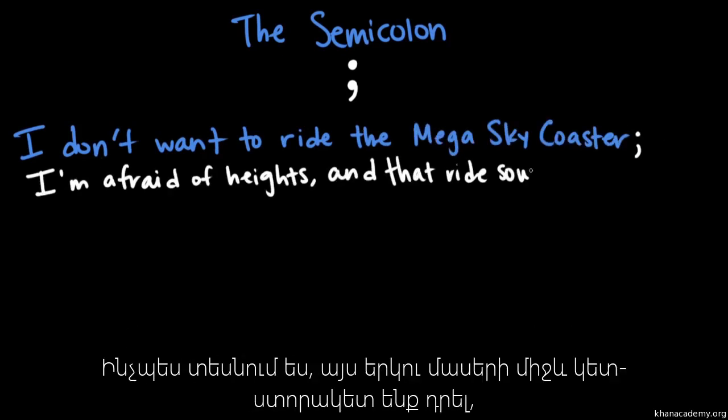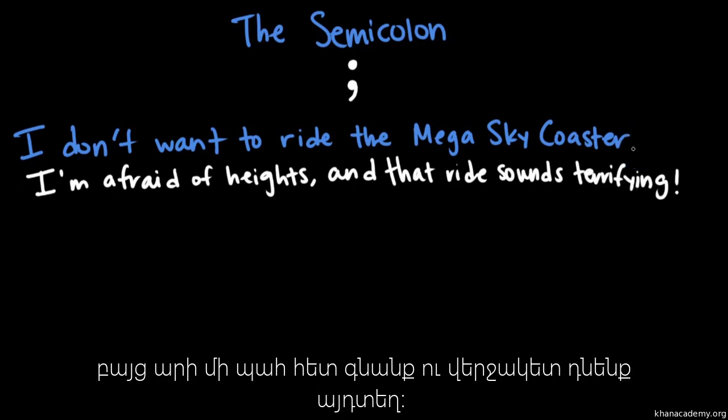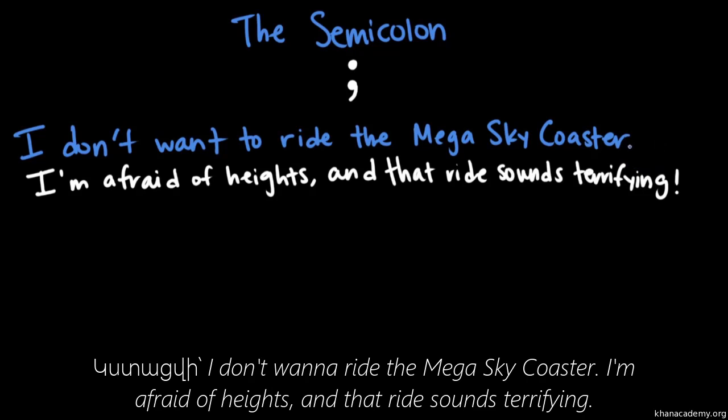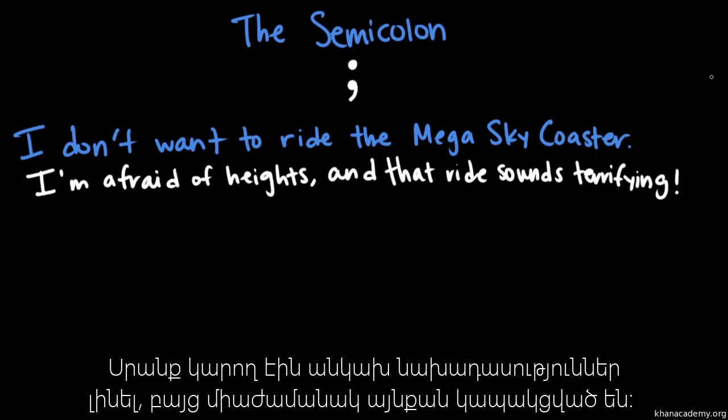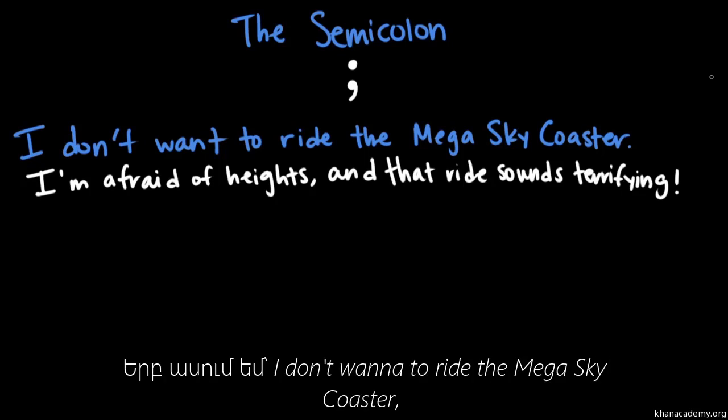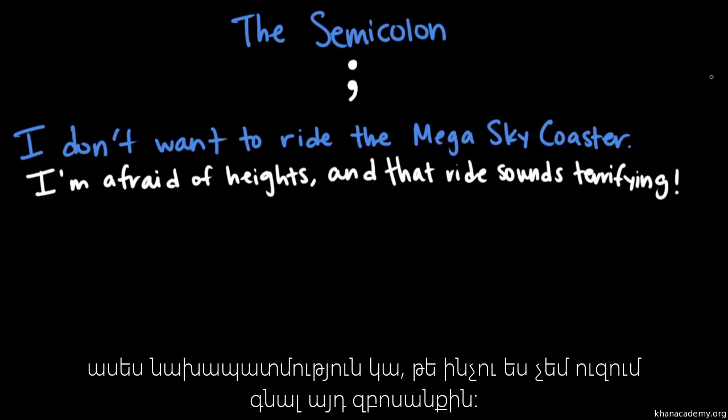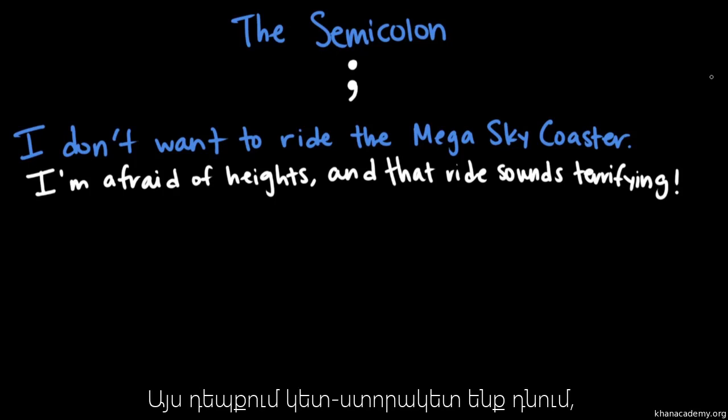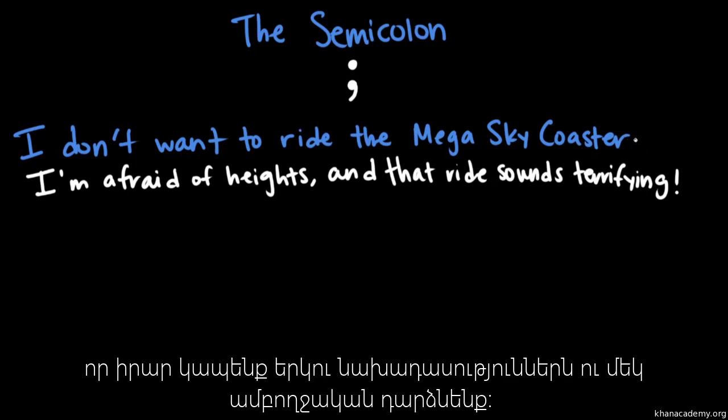Now, you notice we have a semicolon here in between these parts, but let's take a step back and just put a period here for a second. So now we have, I don't want to ride the Mega Sky Coaster, period. I'm afraid of heights, and that ride sounds terrifying, exclamation point. These can work on their own as different sentences, but they're so closely tied together. I say, I don't want to ride the Mega Sky Coaster. It's sort of telling us the backstory as to why I don't want to ride it. So we can use a semicolon in this instance to tie the two sentences together into one.